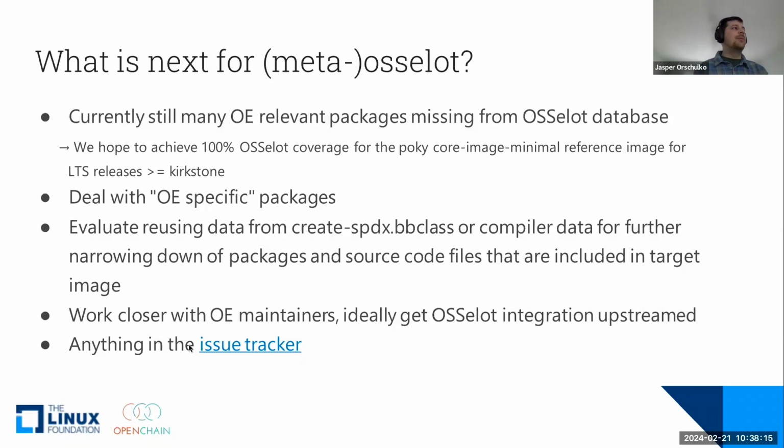And then also we want to work closer with the OpenEmbedded maintainers. Ideally, we would want to get the OSSelot integration upstreamed, so it's an official part of the OpenEmbedded distribution. Although there's still a lot to be done, I think, before we can reach that point. Then basically anything that is in the issue tracker. So we use the GitHub issue tracker. And also, if you find any issues, please ping us there.